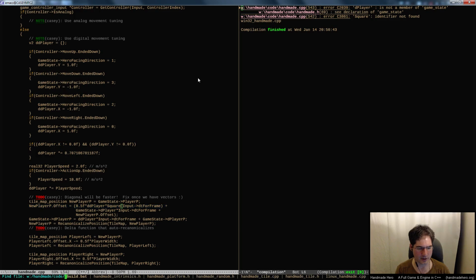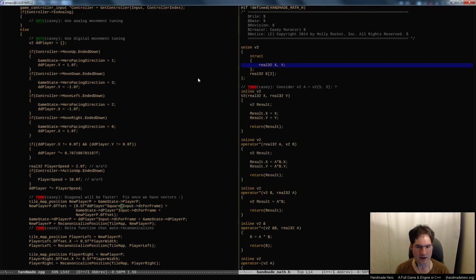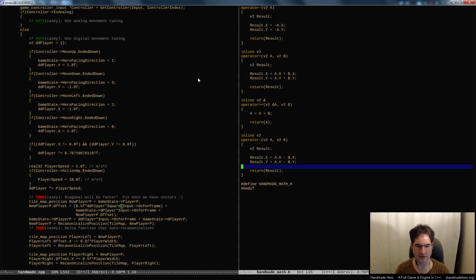But we need to write that square function. So in my handmade math, I'm going to go in here as well and add a little squaring function. A squaring function is just one that takes its value and returns it squared. The simplest possible thing you could imagine, right? A times A, and there we go.